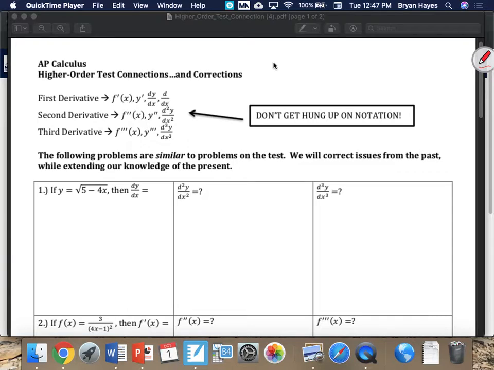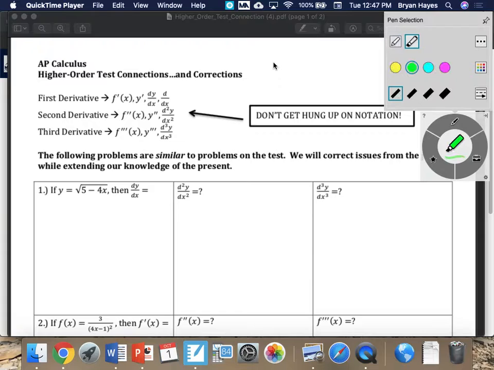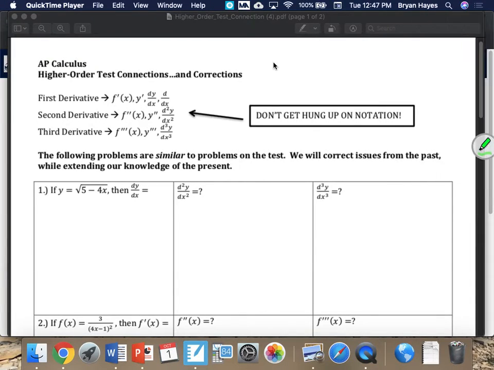All right, so now that we have taken our test on derivatives part one and had a lesson on higher order derivatives, we can start to bridge from our last test into this new concept. To get going here, first thing I want to talk about is some notation. We don't want you to get hung up on notation.